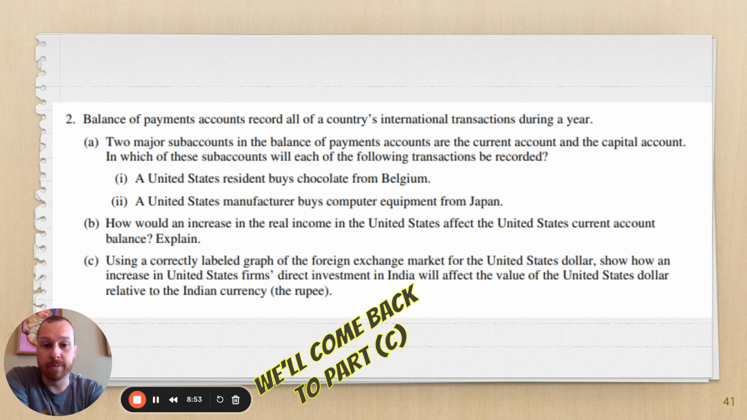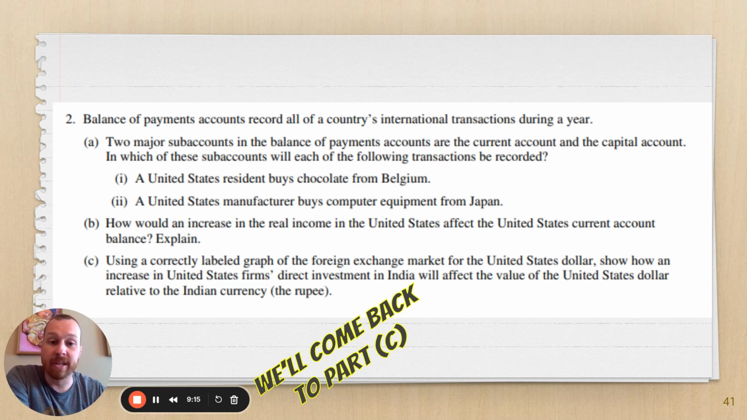Part two, a U.S. manufacturer buys computer equipment from Japan. Is that going to go in the current account or the financial account? Well, this is not a financial asset. This is not a stock or a bond. So again, this is going to go in the current account, which I feel like College Board was trying to trip you up that year by giving you the same answer twice, because you guys always get freaked out when it's the same answer twice.